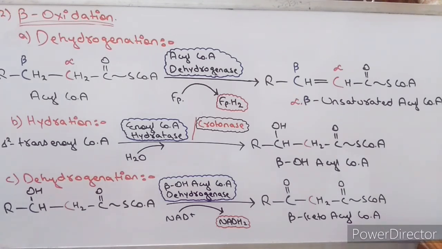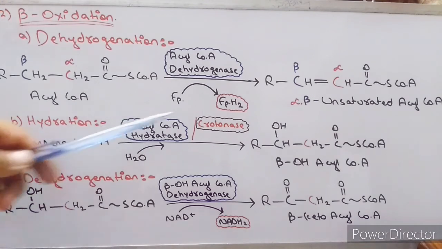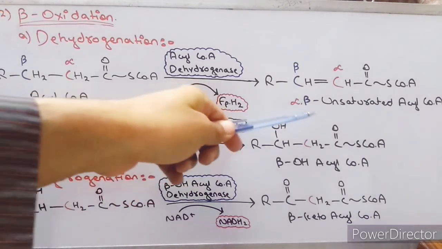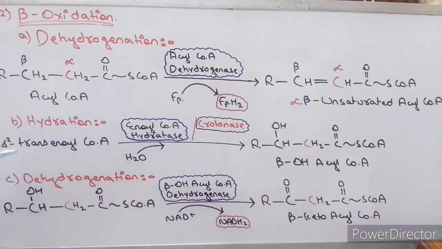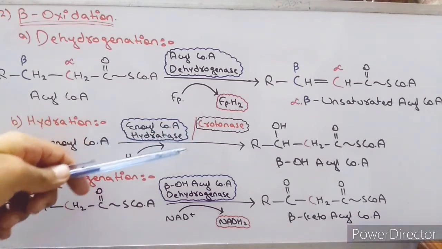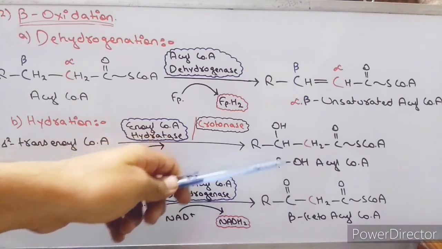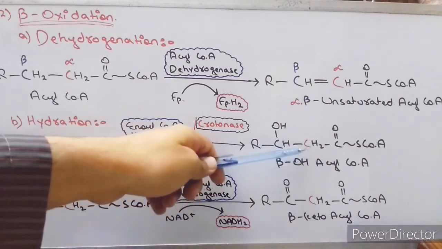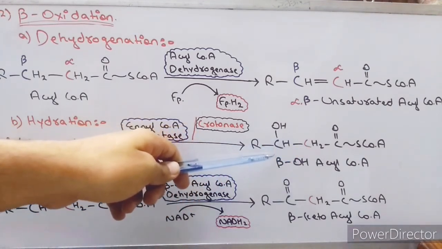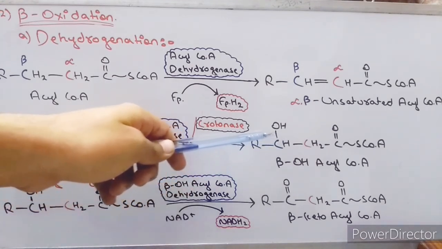The next is the hydration reaction. The alpha beta unsaturated acyl coenzyme A is also called delta 2 trans-enoyl coenzyme A. It gets hydrated in the presence of the enzyme enoyl coenzyme hydratase, which is also called crotonase, and the hydroxyl group of the water gets attached to the beta carbon, while the hydrogen of the water gets attached to the alpha carbon. So it results in the formation of beta hydroxy acyl coenzyme A.